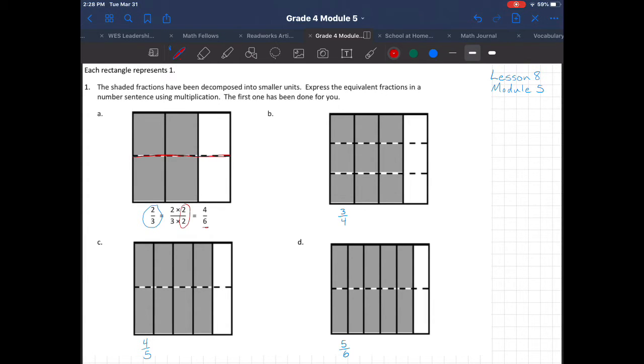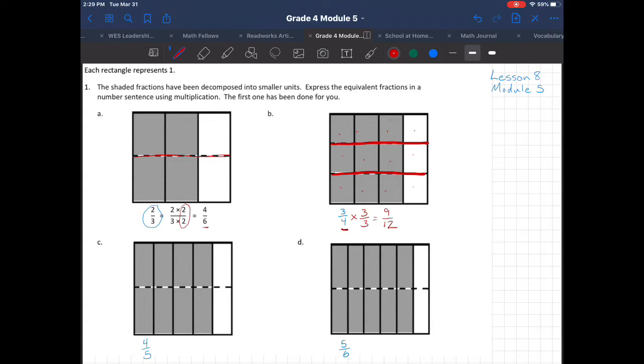So the next one, I wrote down the fraction, it is 3/4 right now. We are going to break that into more pieces. So it looks like we tripled the number of pieces this time. So I'm going to multiply this by 3/3, and I should end up with 9/12, which should match the pieces. I do see 1, 2, 3, 4, 5, 6, 7, 8, 9 shaded out of 10, 11, 12 total.